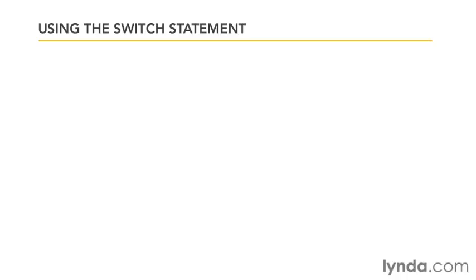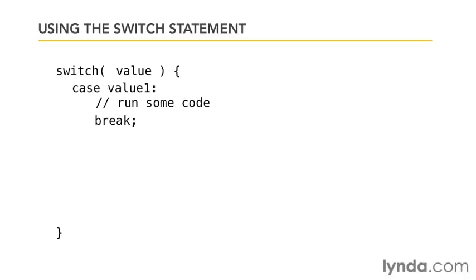The way you use a switch statement is you write the word switch, and there's a value that you pass to the switch statement. Then inside the switch statement, you use a whole bunch of cases. So you have a case for some value, which will then run some code, and you have a break statement, which says, okay, that's the end of this case. And then you can do this as many times as you need. So you can have a case for a whole bunch of different values that all run different code.